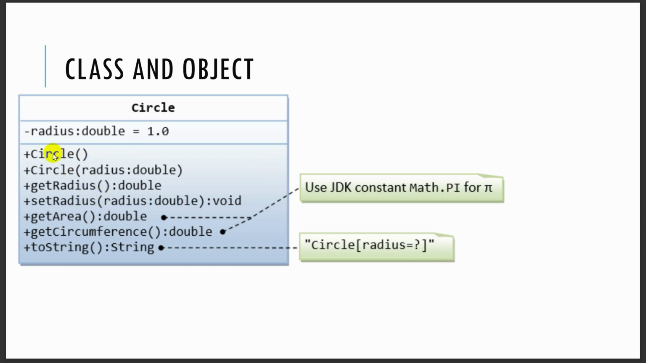So we have two constructors here. Basically, the constructor has the same name as the class name, and it has no return type. Just to remind, we have the symbols minus and plus. Minus means they are private. Plus means they are public. So in this case, radius is set to be a private variable.